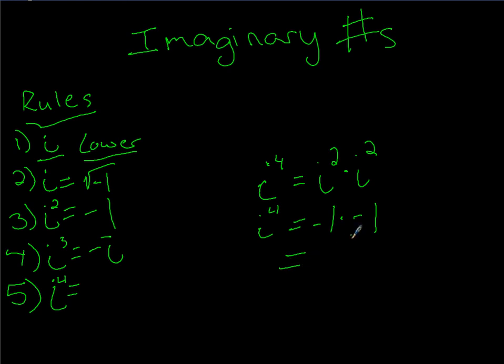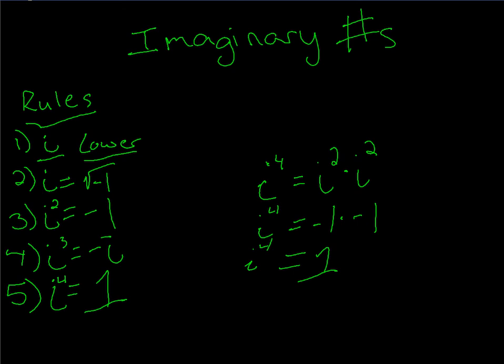And the negative times the negative is what? Can you tell me? Oh, it's a positive. So -1 times -1 is equal to positive 1. That's right, i to the fourth is equal to positive 1, and that's why we love him so much, because he is so very simple.